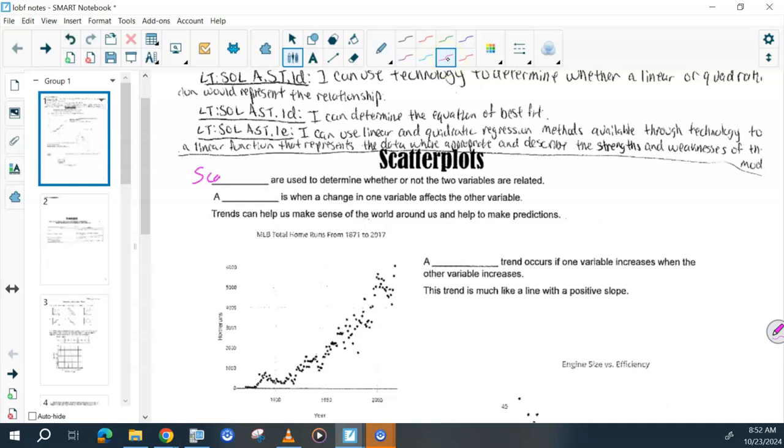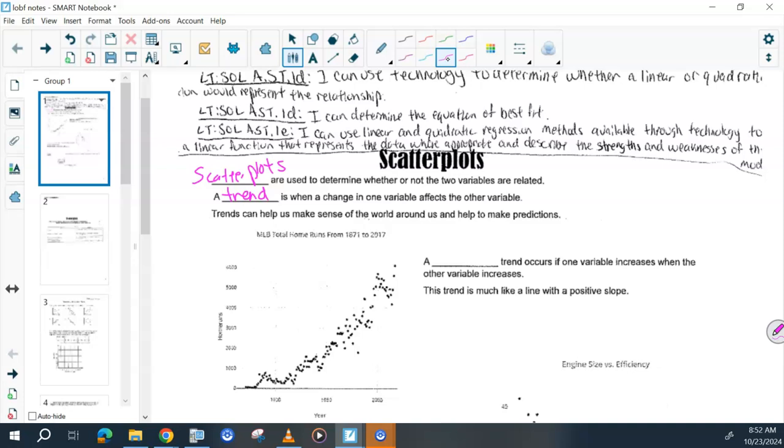Scatterplots are used to determine whether or not two variables are related. A trend is when a change in one variable affects the other. Trends can help us make sense of the world and help us make predictions.